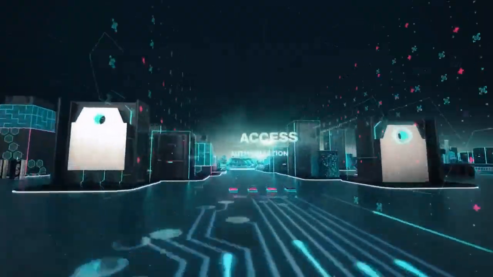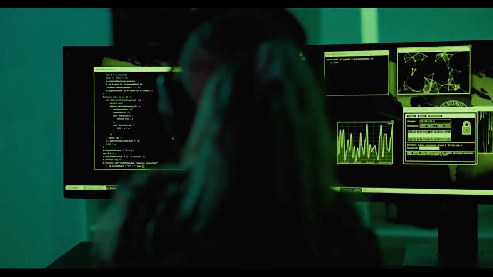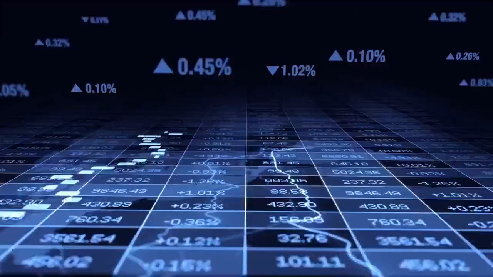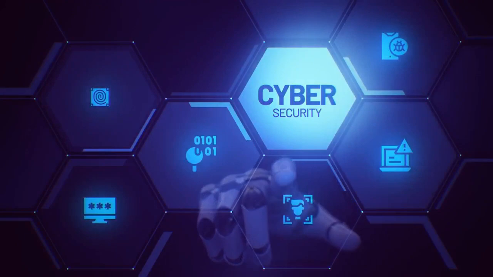Cyber attacks are on the rise, with hackers constantly seeking vulnerabilities to exploit, whether it's personal information, financial data, or critical infrastructure. No one is immune to the threats of the digital age. That's where cybersecurity comes in.